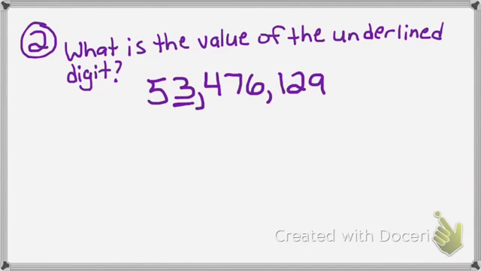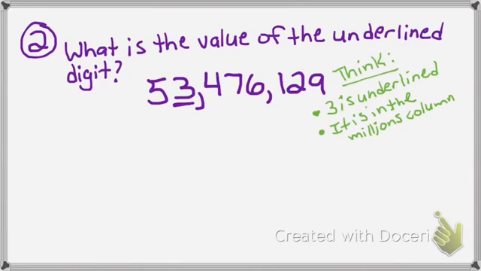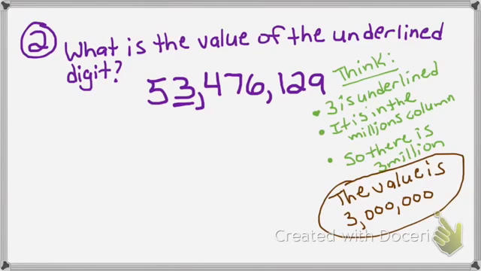Let's take a look at example number 2. The question says, what is the value of the underlined digit? I have 53,476,129. Which digit is underlined? It's the 3. So I will think 3 is underlined. It's in the millions column. And if I have a 3 in the millions column, there's 3 million. So the value of the 3 is 3 million in this number.